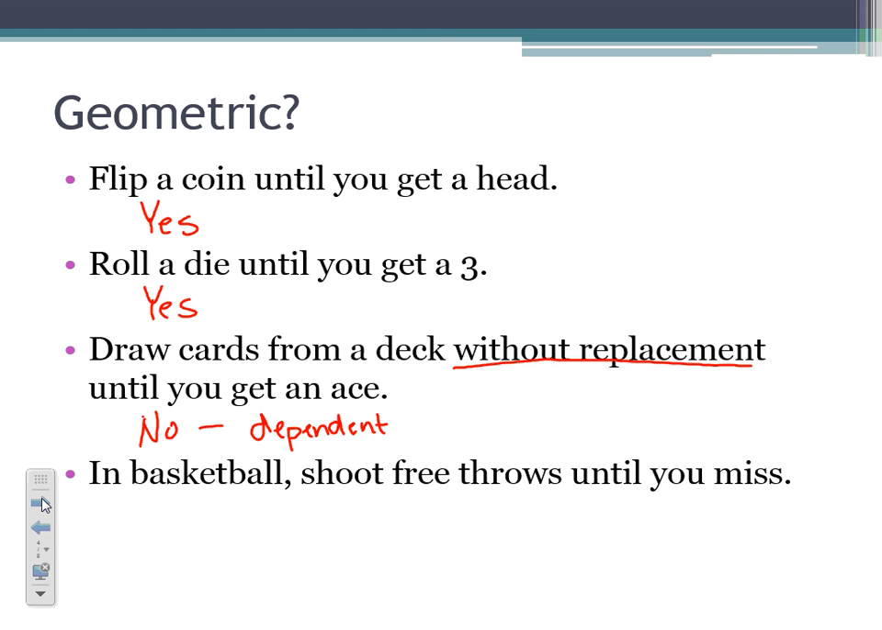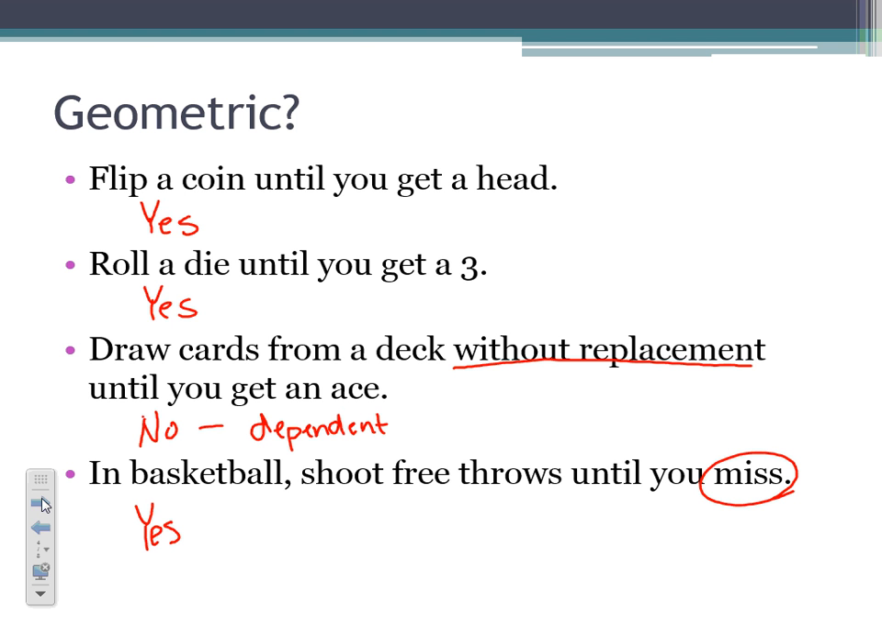In basketball, you shoot free throws until you miss. Right? Well, this would also be considered geometric. But what I want to point out in this problem is something that is unique in this problem, and that's what are we considering a success? Now, normally in basketball, if you're shooting free throws, you consider a success a make. But in this problem, what we're considering a success is a miss, because that's what we're asking about.